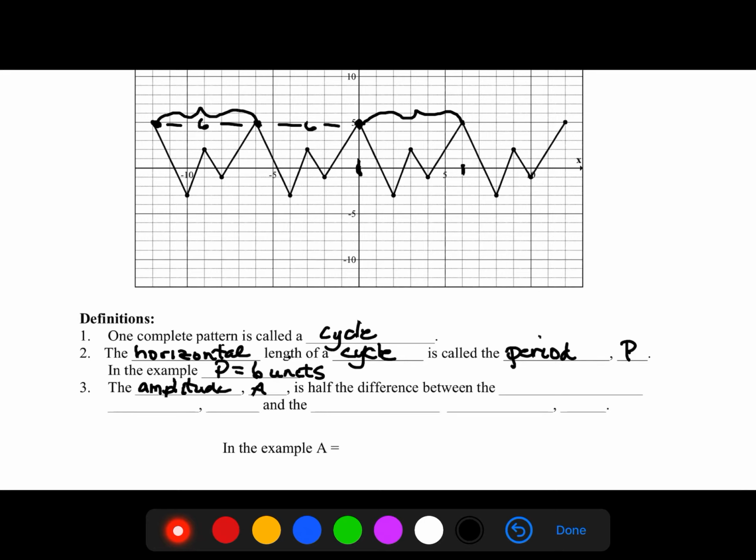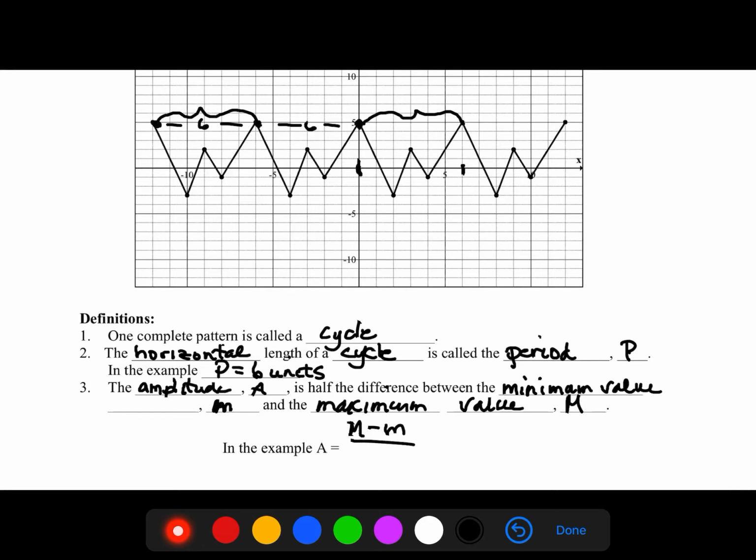Next definition is our amplitude. And the amplitude, which is measured by a capital A, is half the difference between the minimum value on our graph, which is a lowercase m, and the maximum value, which is a capital M. So our amplitude is basically measured as half the height of our graph.